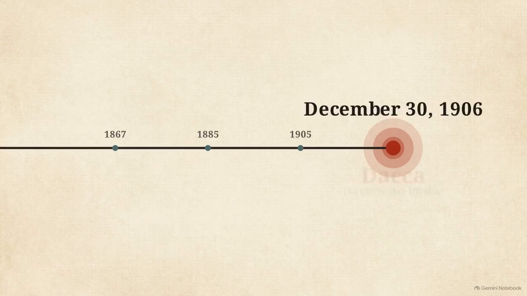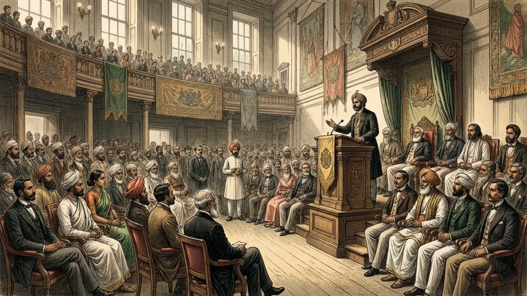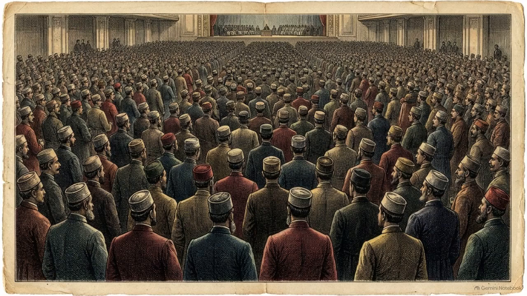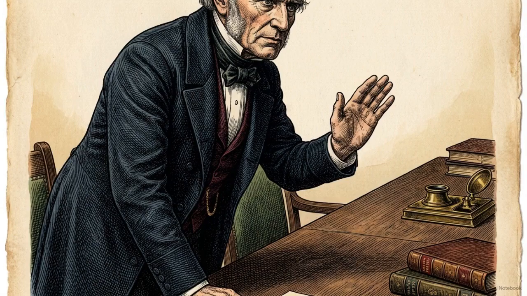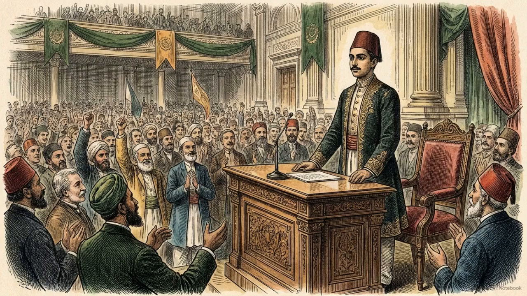The timeline reaches its final destination on December 30, 1906, in the city of Dhaka. The annual Mohammedan Educational Conference convened under the chairmanship of Nawab Vikar-ul-Mulk. Almost 3,000 delegates attended, making it the most representative gathering of Muslim India to date. During this session, Nawab Salimullah Khan moved a historic resolution to establish a permanent political party. It was seconded by key figures, including Maulana Muhammad Ali Johar. The resolution passed. The All India Muslim League was born, and Sir Aga Khan was appointed as its first president.